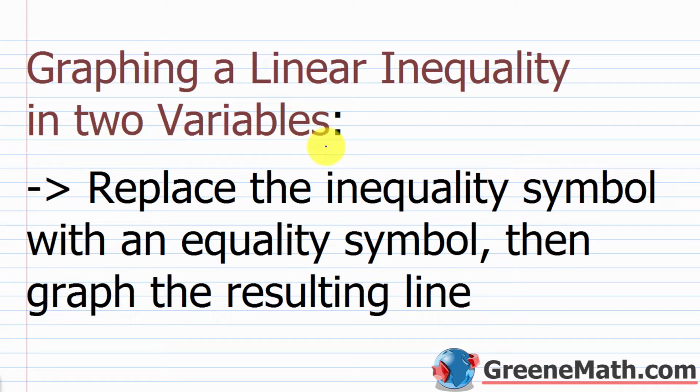The first thing we want to do is replace the inequality symbol with an equality symbol, then graph the resulting line. This is how we get the boundary line. If the inequality symbol is strict, then we want a dashed line because the boundary line in that case is not part of the solution. If the inequality is non-strict, we want a solid line because in that case, the boundary line is part of the solution.